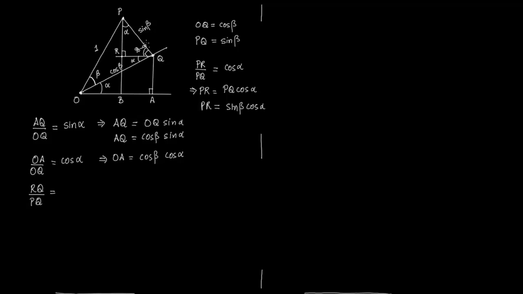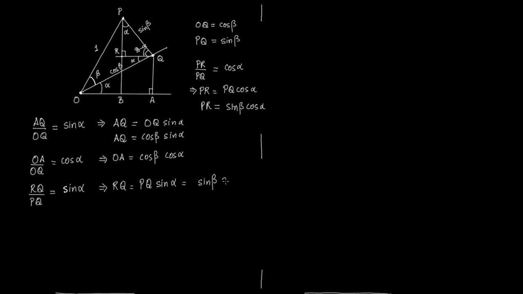Now another relation, RQ divided by PQ. We are working again in the triangle PRQ, so this will be sin alpha. It is a small triangle. PQ is the hypotenuse in the triangle PRQ, and RQ is the side opposite to angle alpha. So we just use the definition of sin alpha in the triangle PRQ.